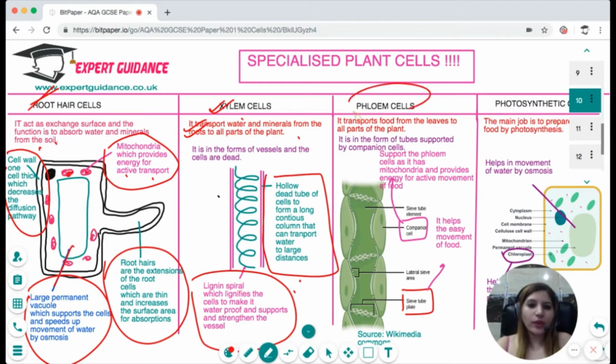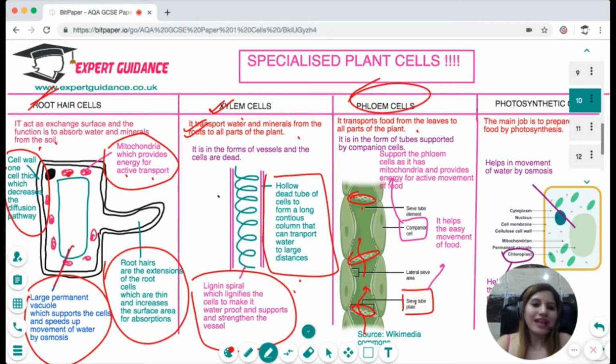The phloem cell is again a transporting tissue, but its function is to transport food from the leaf to all parts of the plant. The phloem has lost the majority of its cell content so that it can have more room for the food. It is in the form of a sieve tube, and the cells at the end of the sieve tube are broken to form a sieve plate so that the food can easily percolate.